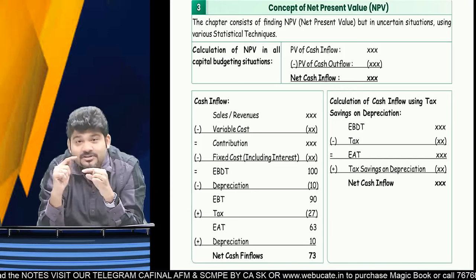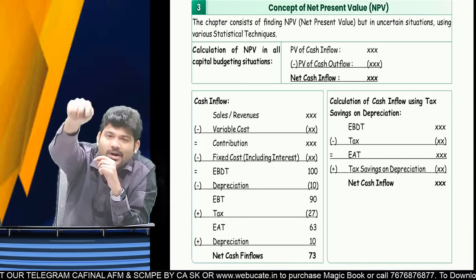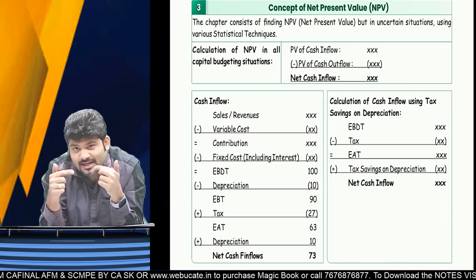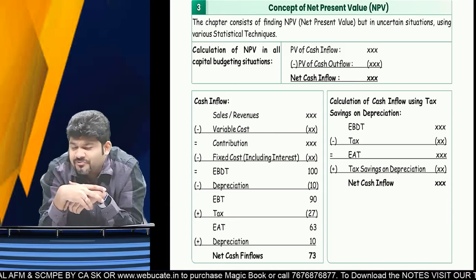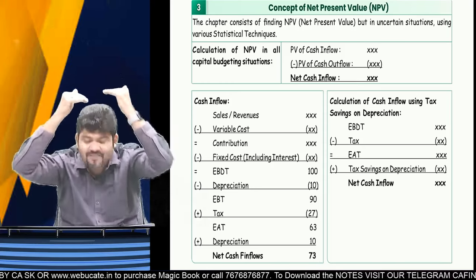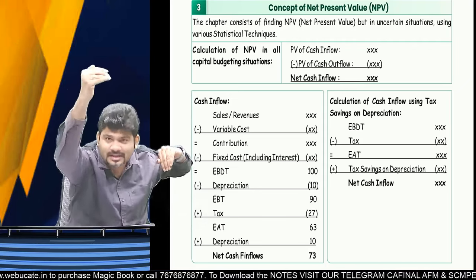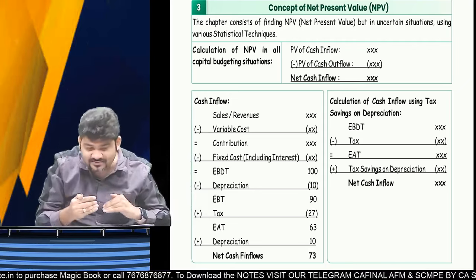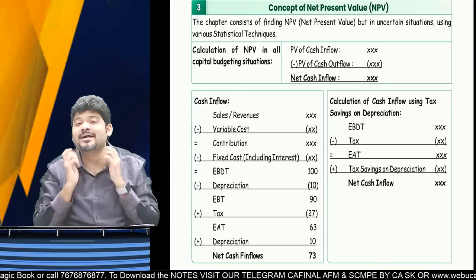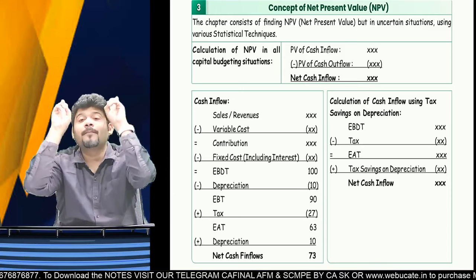Why? Because the value of money today is definitely different from what it is going to be tomorrow. If the value of money is going to change on a daily basis, and my project is going to be for 4 years, what is the value of money after 4 years? I will have to bring it to today's value and then compare it with my outflow, and that is where my correct decision will be taken. Are we understanding, guys? That basically is called the present value.